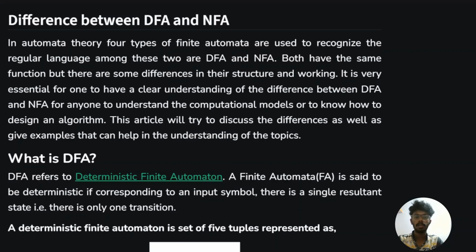Today we are going to discuss the difference between DFA and NFA. In automata theory, four types of finite automata are used to recognize the regular language. Among these, two are DFA and NFA. Both have the same function, but there are some differences in their structure and working. It is very essential to have a clear understanding of the difference between DFA and NFA, for anyone to understand the computational model or to know how to design an algorithm.